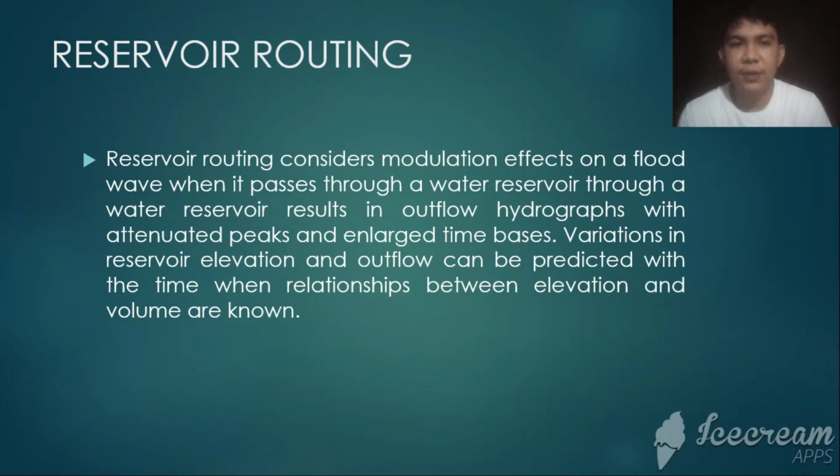So next is we have the reservoir routing. Reservoir routing considers modulation effects on a flood wave when it passes through a water reservoir. Through a water reservoir results in a flow hydrograph with attenuated peaks and enlarged time bases. Variations in reservoir elevation and outflow can be predicted with the time when relationships between elevation and volume are known.